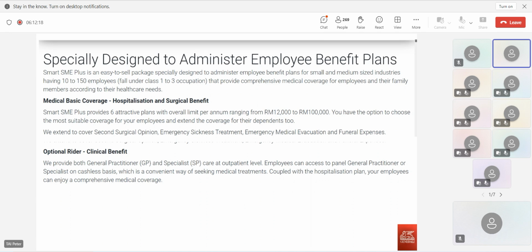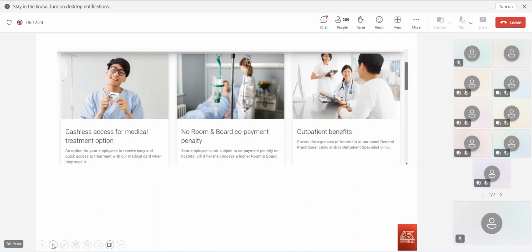Okay, let's go into more details. These are some of the features that are attractive. Number one, cashless access for medical treatment option. An option for your employee to receive easy and quick access to treatment with our medical card when they need it. That means they will be given a medical card, very convenient, easily accessible to all our panel hospitals.